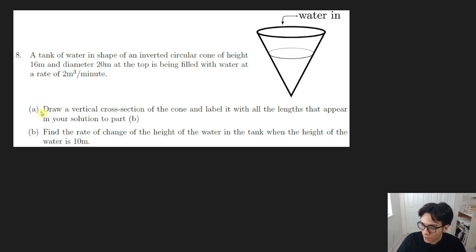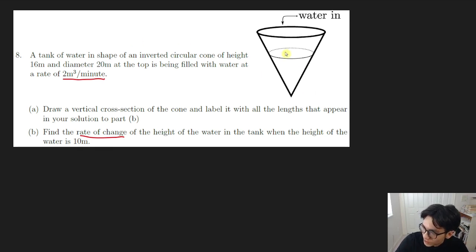They're both together. You want to draw a vertical cross-section and label it with all the lengths that appear in your solution to part B. And part B says to find the rate of change of the height of the water when the height is 10 meters. Okay, so first off, you might recognize this as a related rates question because we have some rates that we are trying to relate together. There's volume here, 2 meters cubed per minute. There's another rate of change. And to do that, what we want to do first is draw out the situation. So we're going to do part A first.